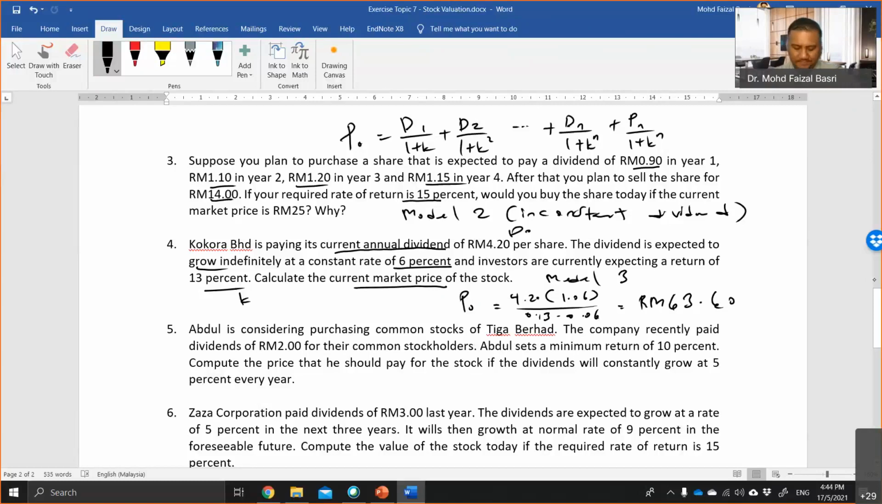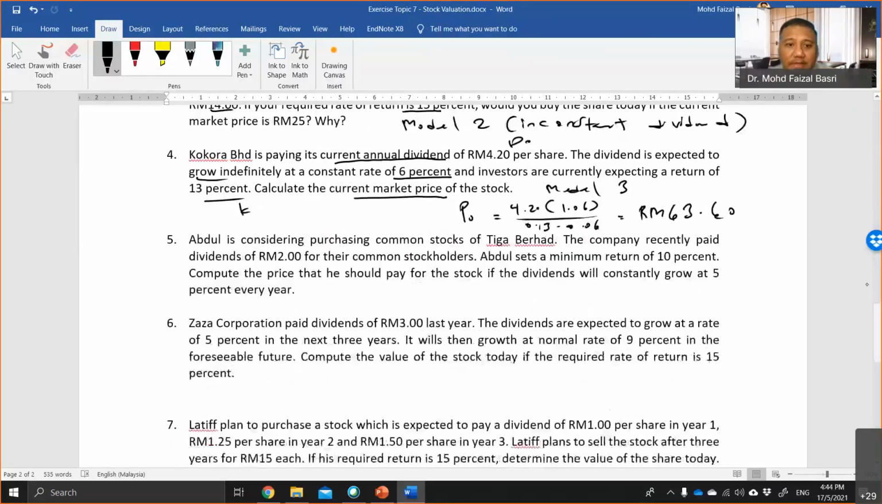Okay, question number 5. Abdul is considering purchasing common stock of Tiga Berhad. The company recently paid, again they use the word recently paid, of RM2. So this is your D0. So the K is 10%. Compute the price you should pay for the stock if the dividend will constantly grow at 5%. Okay, so this is the growth rate. Again, this is model 3. Later you try yourself. We defined this earlier: this is D0, this is K, this is G. So you fit it into the model.